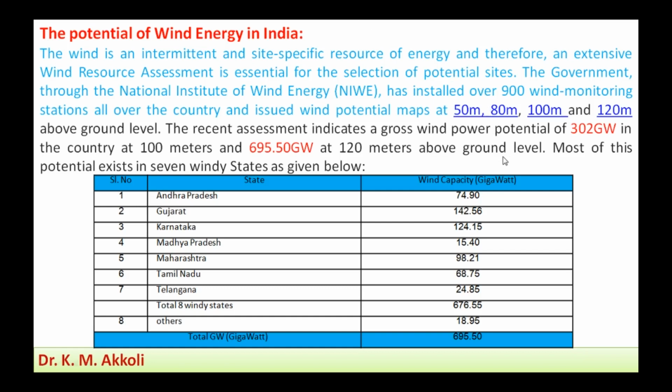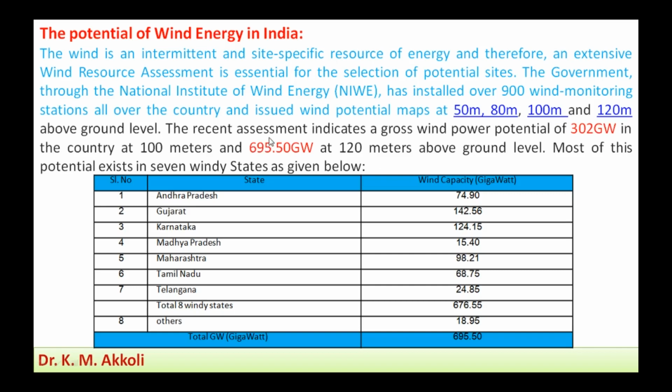For that reason it requires extensive wind resource assessment. We have to assess the wind availability in particular areas. This is essential for the selection of potential sites. The government, through the National Institute of Wind Energy (NIWE), has installed over 900 wind monitoring stations all over the country and issued wind potential maps at 50 meter, 80 meter, 100 meter and 120 meter above ground level.